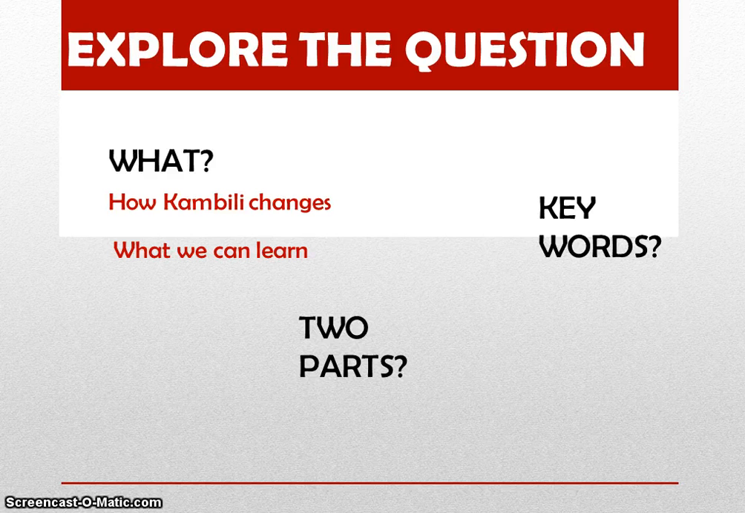How Kambili changes, how she develops over her journey, and then what we can learn from her as the reader. The key words in that question would be journey, to show her changes, and then show, in other words, why she's important or what she teaches us. So are there two parts to this question? Yes, of course there are. And so now we need to make sure that in our answers, we cover both those parts. If you don't do that, the chances of getting a really good mark for your essay are very slim.